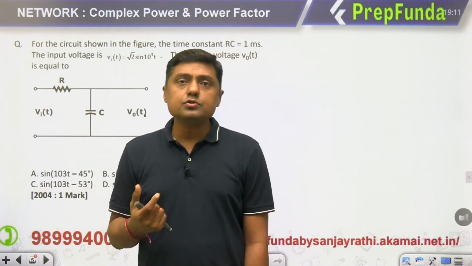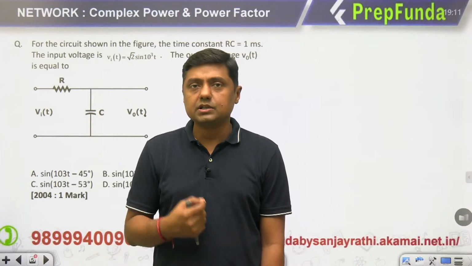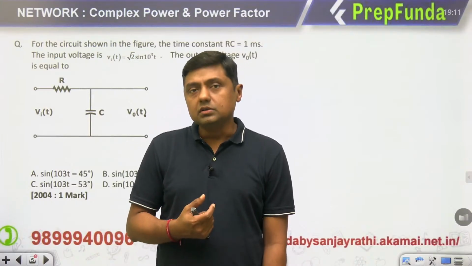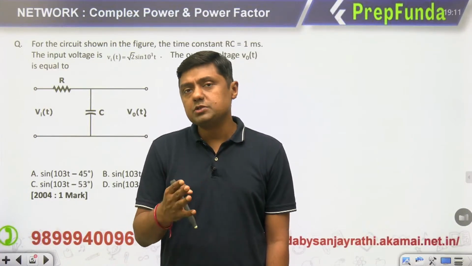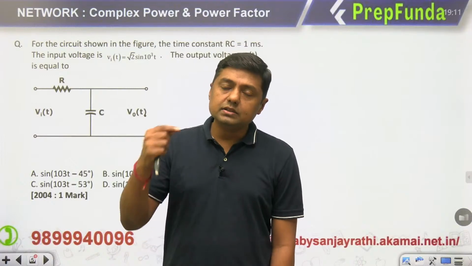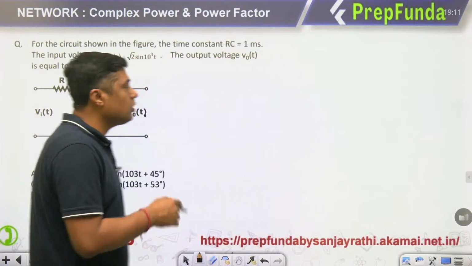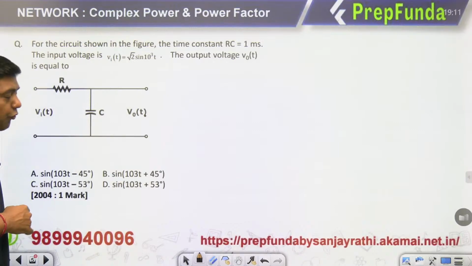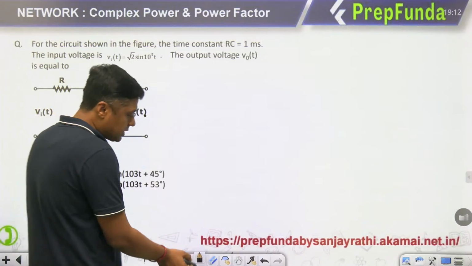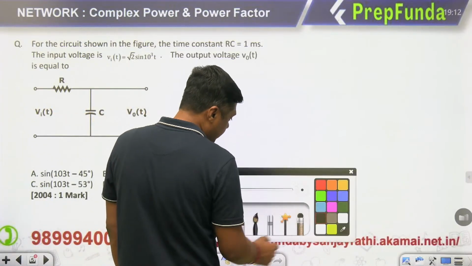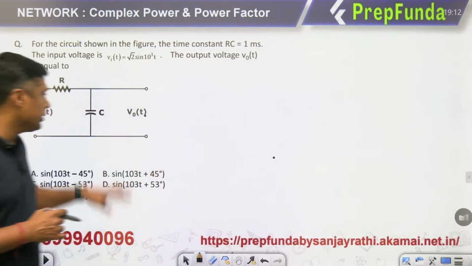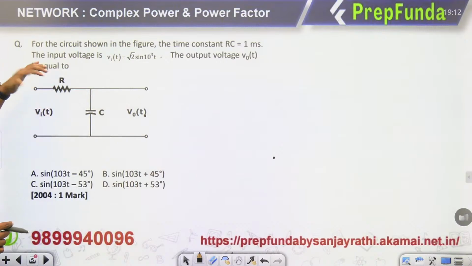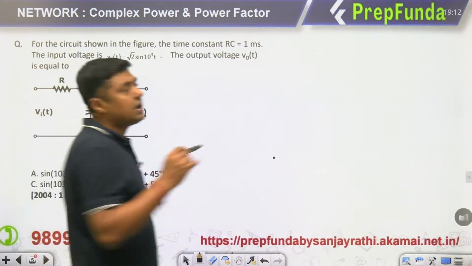But when we use a reactive element, for example a capacitor or an inductor, then the impedance will be complex. There will be a phase difference between current and voltage, and therefore a phase difference between output voltage and input voltage. So it has a reactive element like a capacitor, and definitely there will be a phase difference between the input and output voltage. Basically it is an RC circuit. This is called a low pass RC circuit.